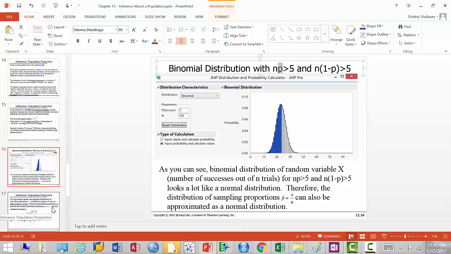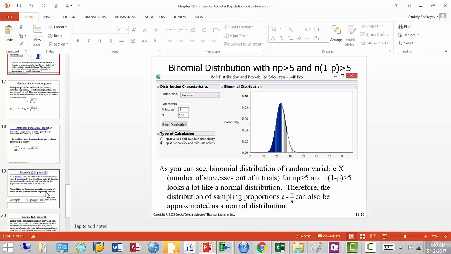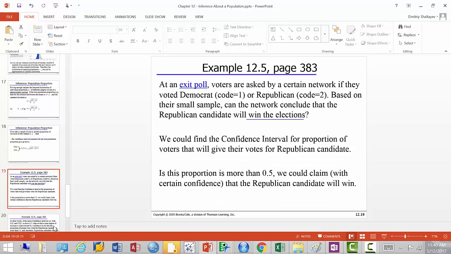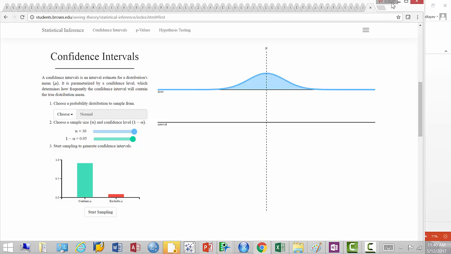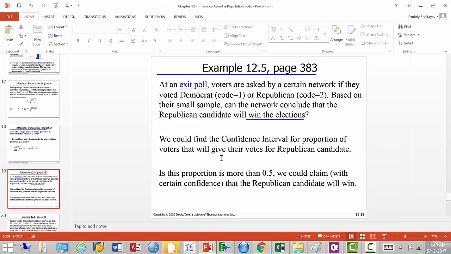Okay. Now let's take a look at the problem, and then I'm going to show you how to compute the confidence interval for proportions, and then we'll see just how easy it is to do with JMP. All right, so here is the problem. Exit polls. I believe it's called the voting problem. The data set is called votes. Let me see, do I have JMP data sets here? Votes. Yep. All right, so let's read the problem first.